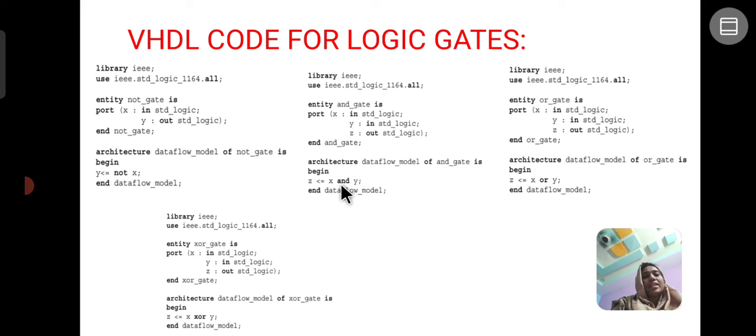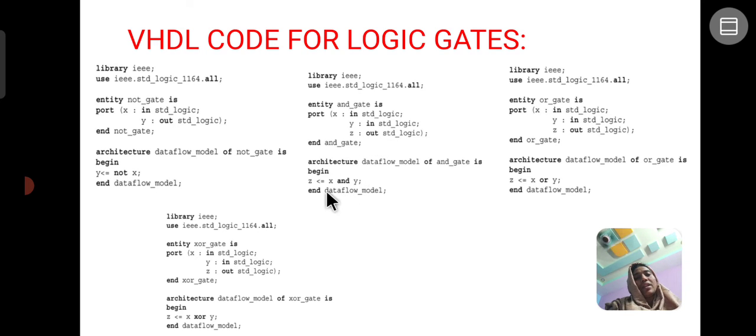Coming to the next gate, the AND gate. Except for the NOT gate, all remaining gates have more than one input. For example, here I take two inputs as input and Z as output. So the port X is in STD logic, Y in STD logic, Z is out STD logic. Any port is a declaration of inputs and outputs. The syntax of an entity is: entity name is port, signal name, mode, signal type. Here X is mode in, Y is mode in, and Z is mode out.